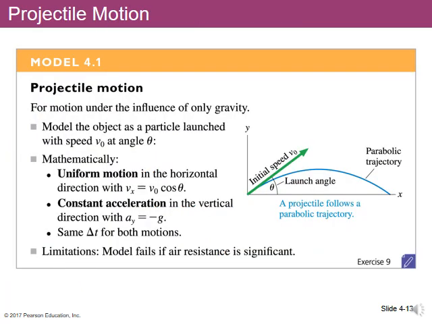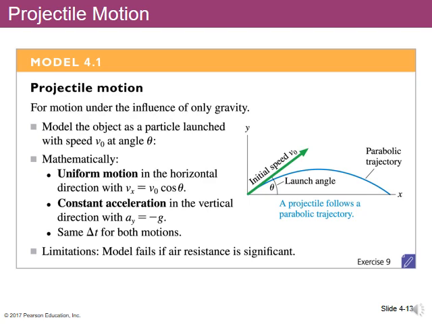So summarizing everything we know about projectile motion so far. Again, projectile motion is defined as motion that is only under the influence of gravity, but is also moving in the x and the y direction. Mathematically, because there's only acceleration in the y direction, it means that in the x direction we have uniform motion. And we know how to calculate that initial velocity. In the y direction we have constant acceleration.